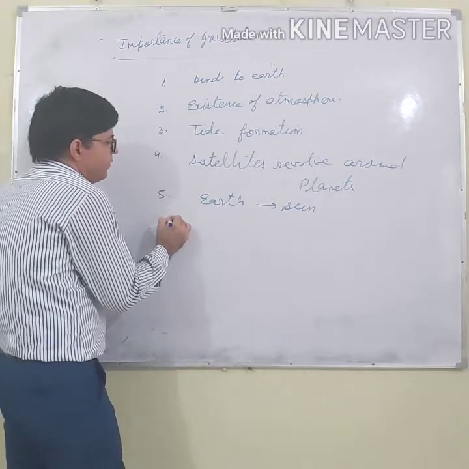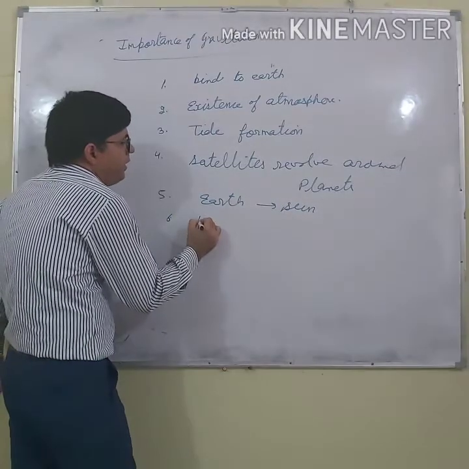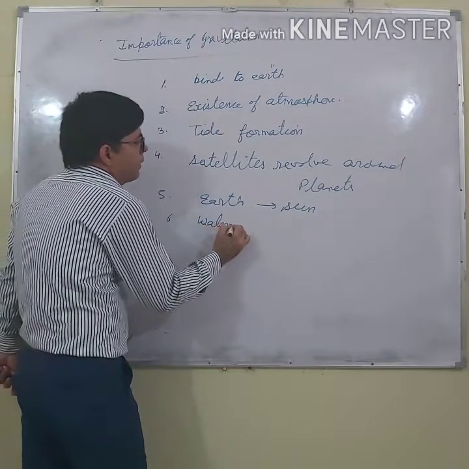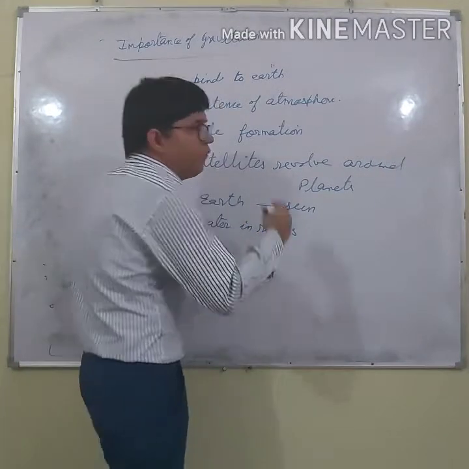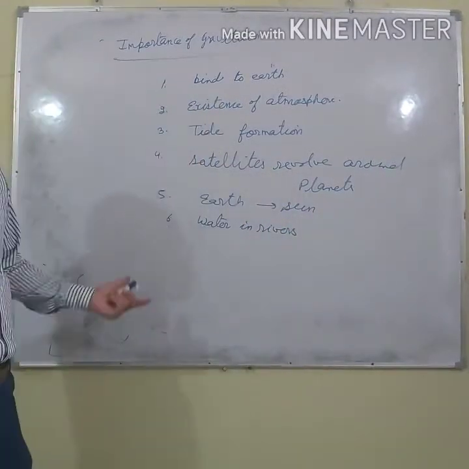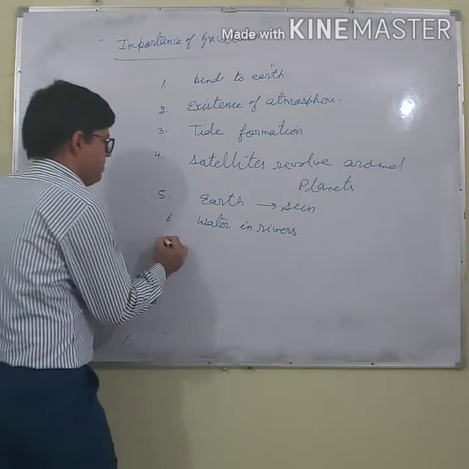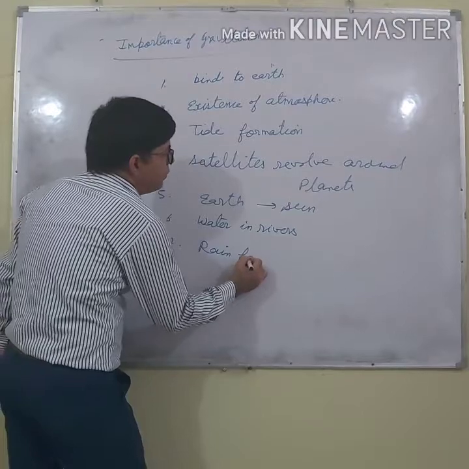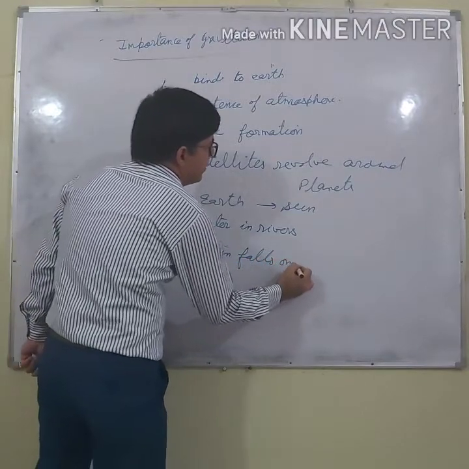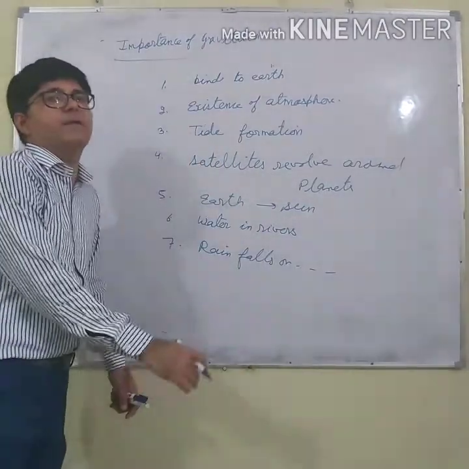Next is water in rivers. It flows down because of gravitation. Rain falls on earth because of gravitation.